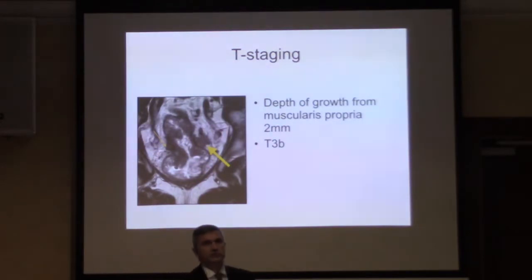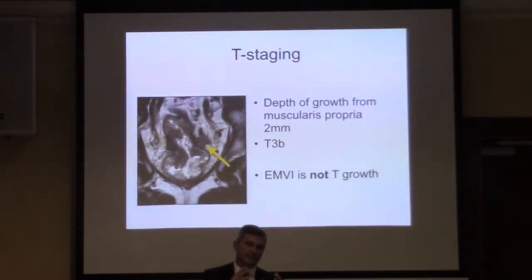But just to remind you that EMVI is not T growth. The T staging infiltration of T3 relates to any growth that is not within a vessel through the muscularis propria. As you can see with that one, it's got a huge amount of growth on the other side. That's all within vessels. So the T3 staging is relatively low at T3B, even though the tumour has grown a long way within the vascular plane on the other side. That's all about extramural vascular invasion. So don't confuse the two.